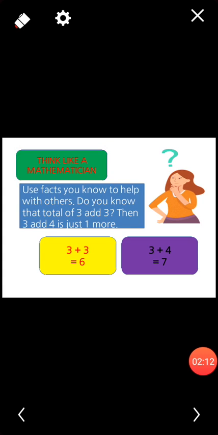Now think like a mathematician. Use facts you know to help with others. Do you know the total of 3? Add 3, then 3 and 4 is just one more. How? When adding 3 plus 3, the answer will be 6. When add 3 plus 4, the answer will be 7. So 7 is one number greater than the 6. Why? Here 3 is smaller than the 4 and 4 is the bigger to the 3. So one number increased, the answer will also be increased.